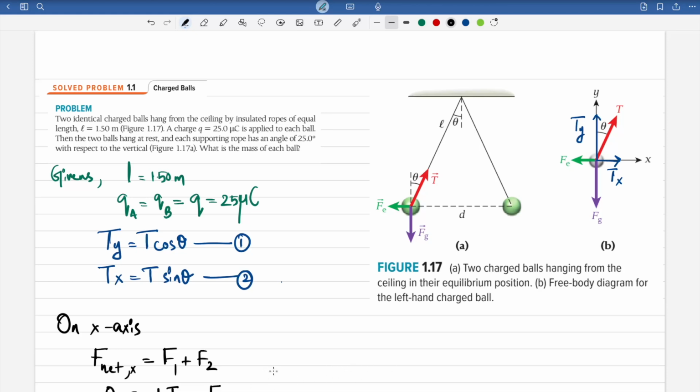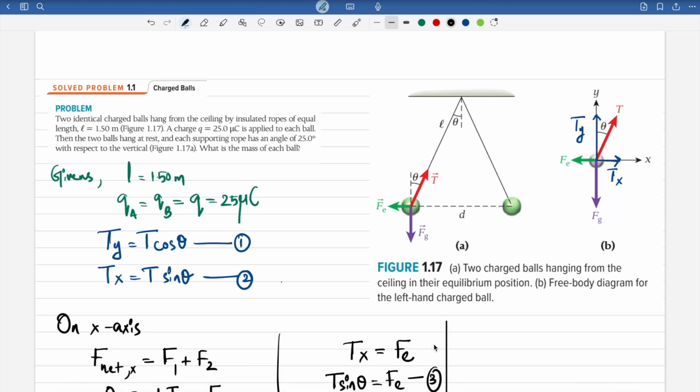So if you rearrange this equation, you will get minus Fe going to the left plus Fe. So Tx equals Fe. And what is Tx? T sin theta. So T sin theta equals Fe. I'm going to call it equation number 3.